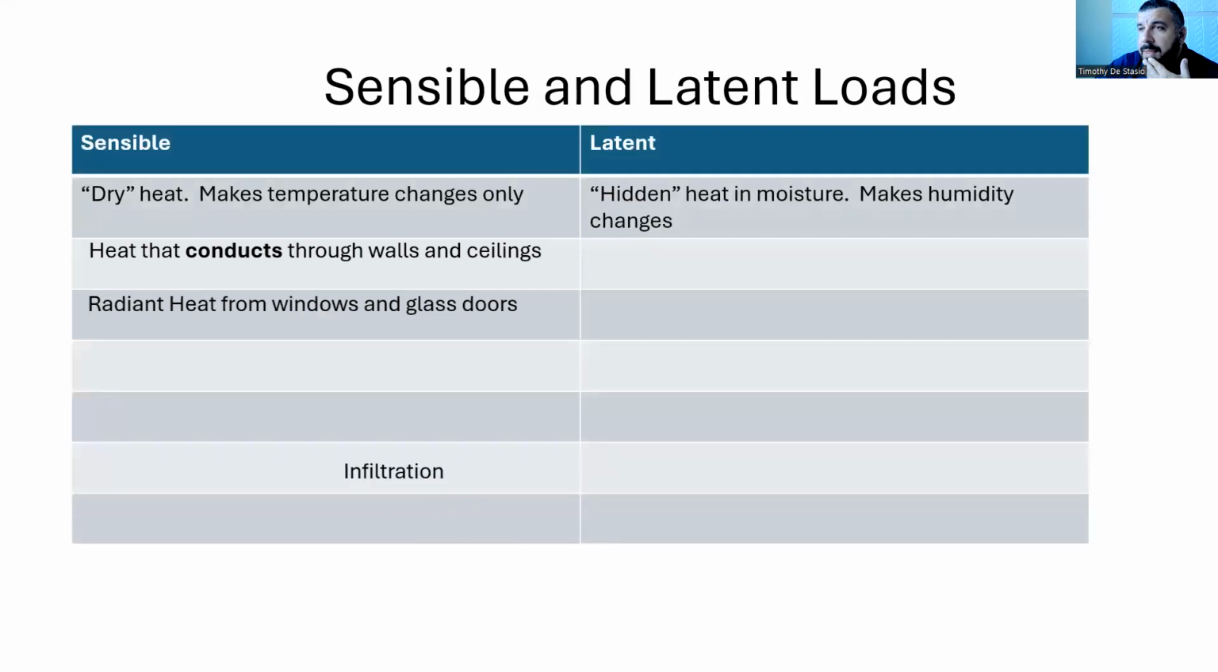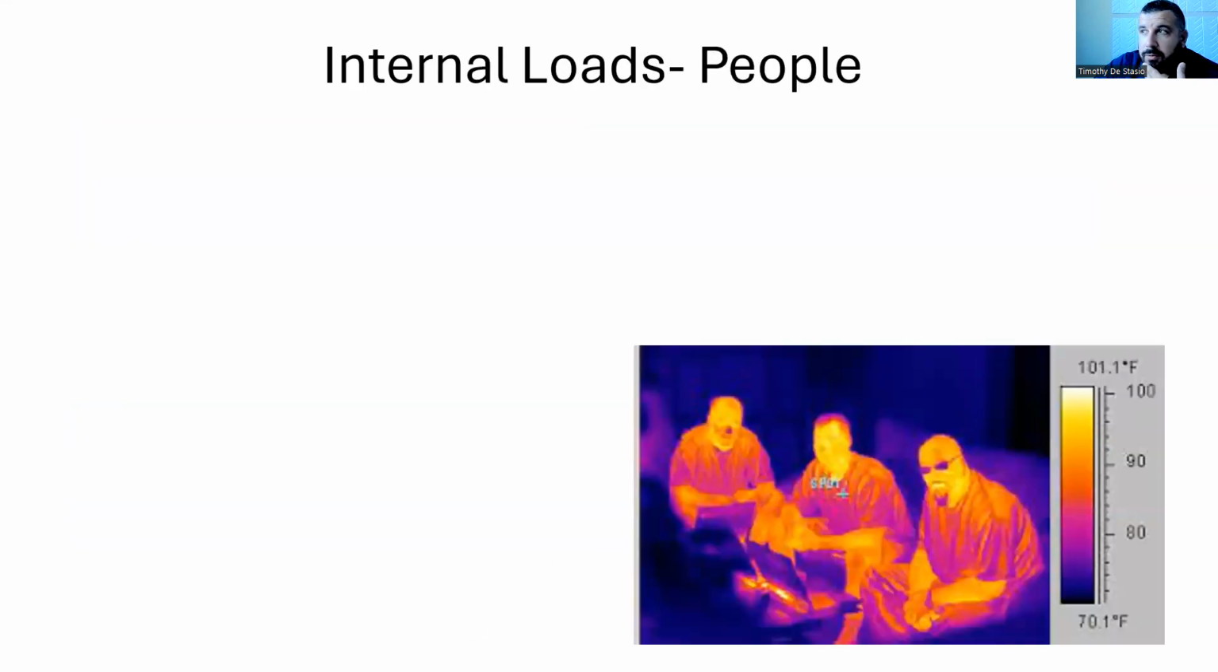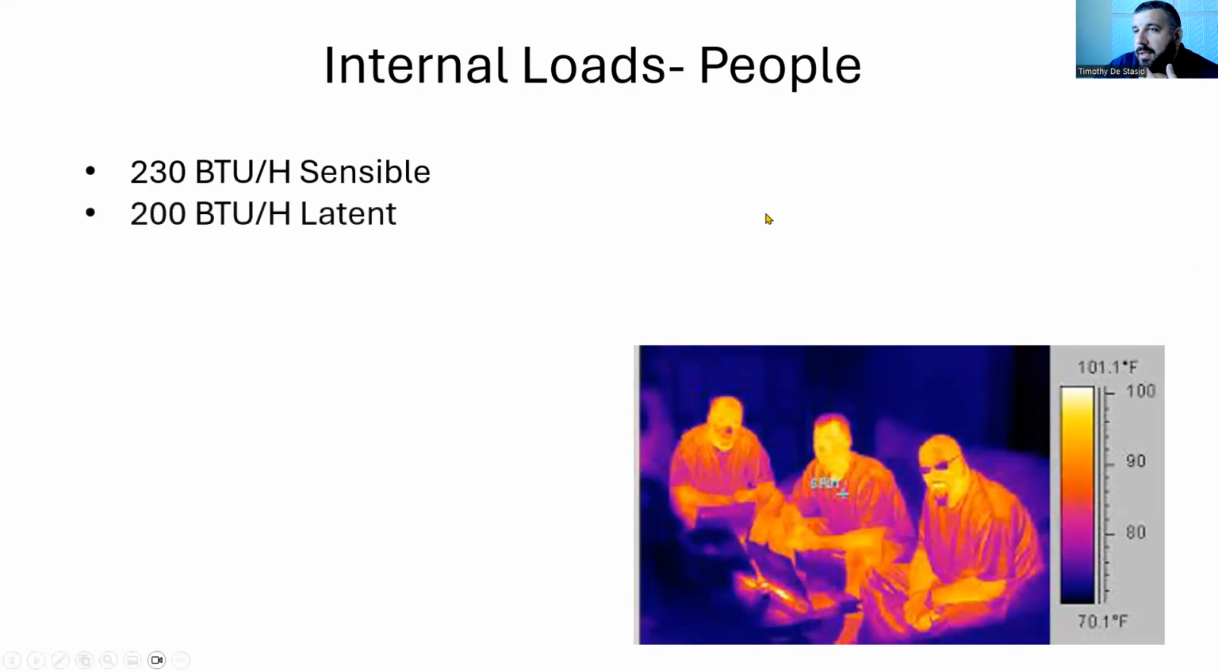What about infiltration? Well, infiltration would be both sensible heat because it does carry a difference of temperature, but also latent heat because that air that flows through the house can contain moisture. Internal loads from people, would it be sensible or latent? It's actually both because we put out dry heat and moisture. And how much internal load from people do we put in a Manual J? Well, people put out, according to Manual J, about 230 BTUs per hour sensible and 200 latent.